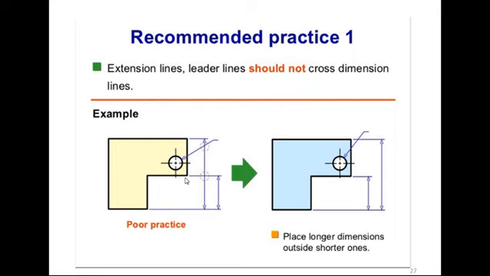This is a wrong way, this is a wrong way. So this is a proper way. This leader line must not cross the dimension line. So we can keep the leader line at one side, and this extension line must not cross the dimension line. So here we have shown it properly. There must be a proper distance between two adjacent dimension lines, so that it is very easy to understand. These are standard practices we require to follow.